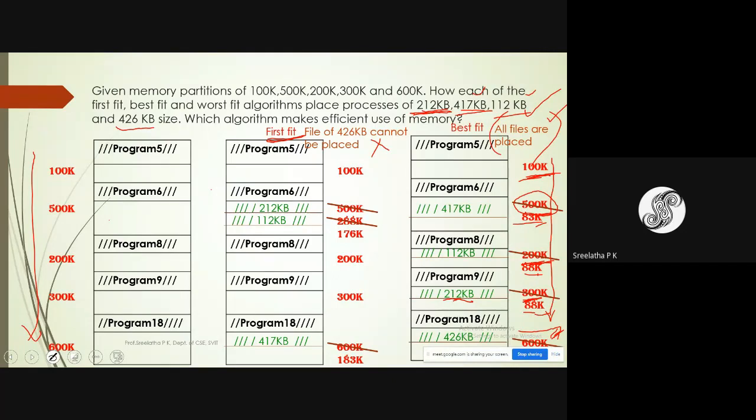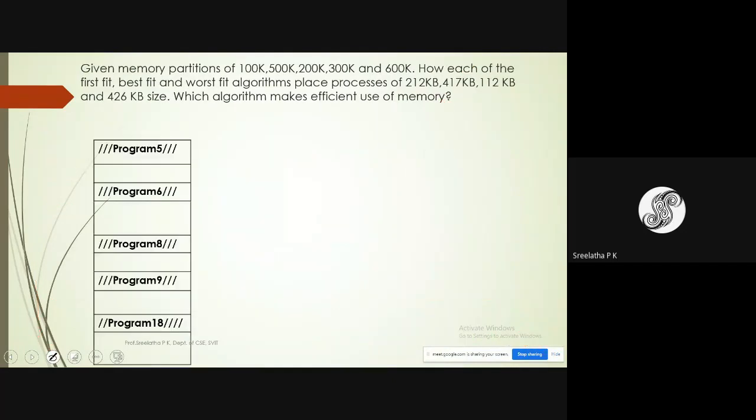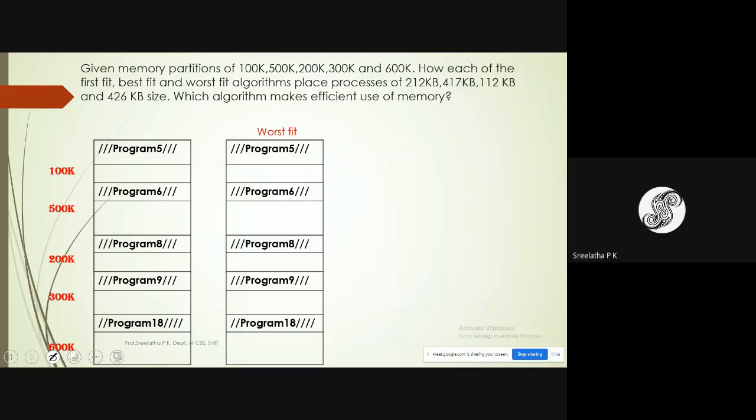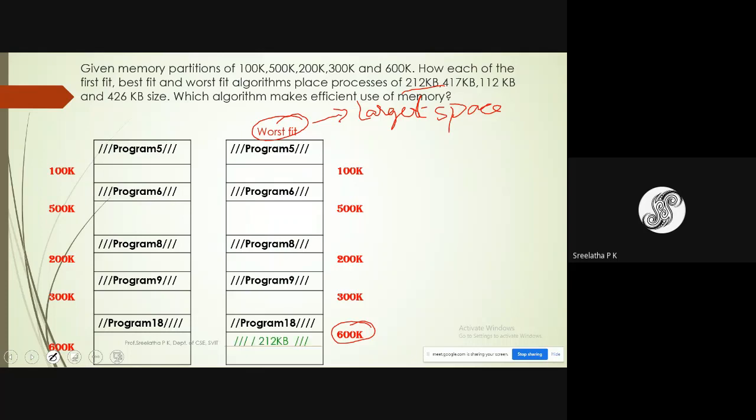Next is worst fit. We'll take the same space allocation holes and see for worst fit. What does the worst fit algorithm say? The largest available space where the program can be stored, that space has to be taken. So the 212 program has to be placed. Which is the largest space available? 600 is the largest space available, so the program is placed there.